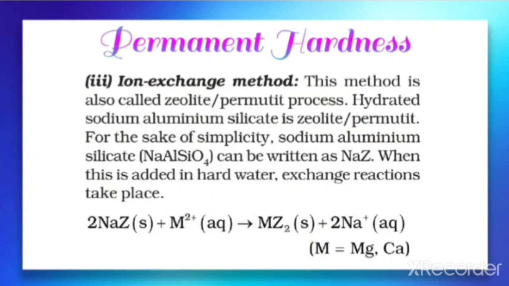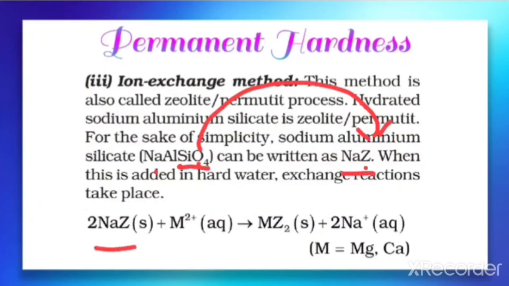What is a zeolite? Hydrated sodium aluminum silicate is called zeolite or permutit. So it's a very important question. What is zeolite? Hydrated sodium aluminum silicate. For simplicity, instead of writing the complete formula, NaAlSiO4, AlSiO4 can be written as Z, so NaZ. Instead of writing the complete AlSiO4, we write Z.